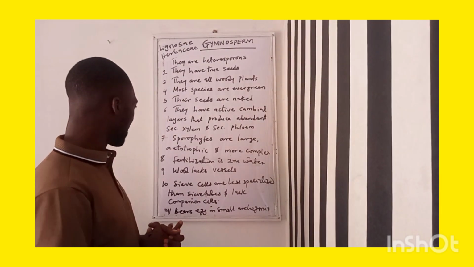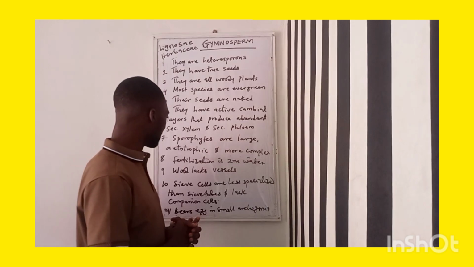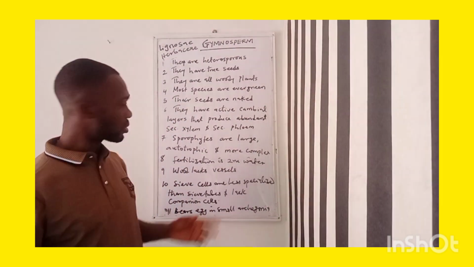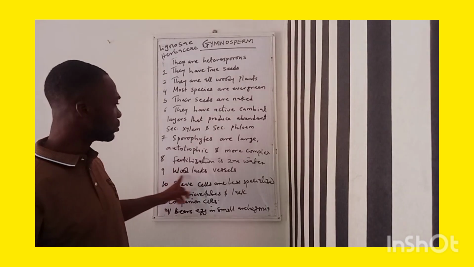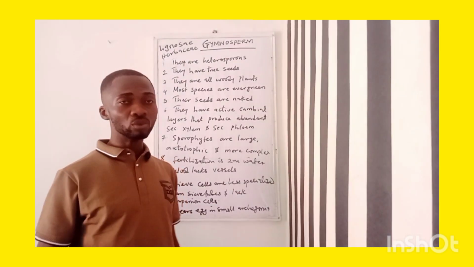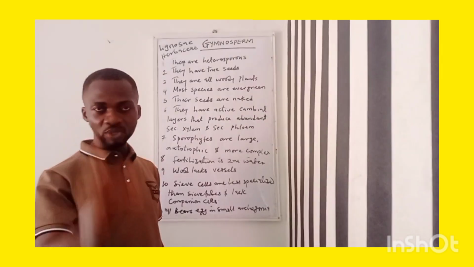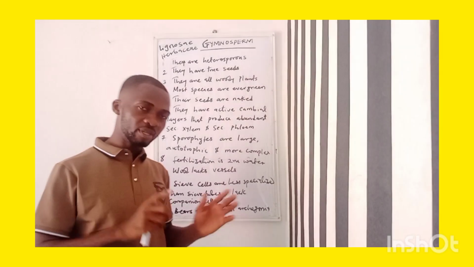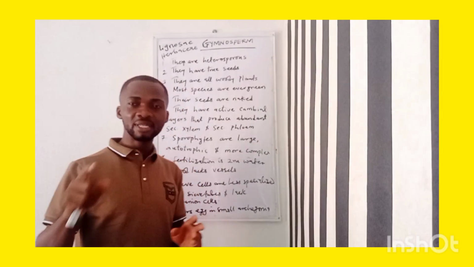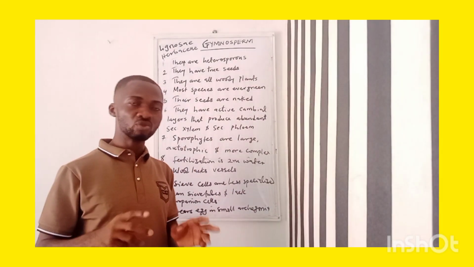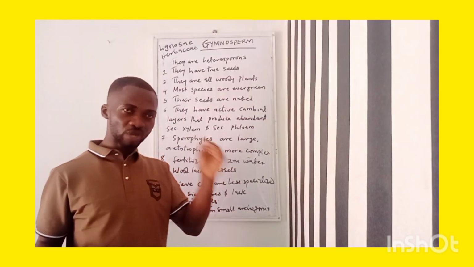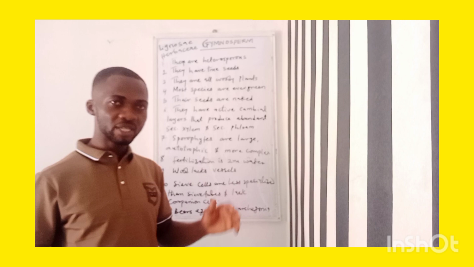Then another characteristic is the fact that the wood lacks vessels. When we talk about wood, that is number 9, and wood lacks vessels. When we talk about wood, we are also talking about the xylem. And of course, you know that when you mention the vascular tissue, you are talking about the xylem and the phloem. Now, this xylem is made up of two main types of cells, the tracheids and the vessels.